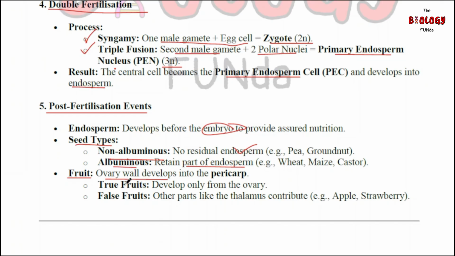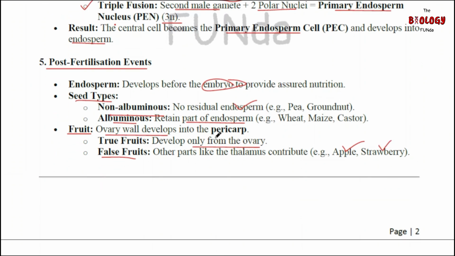Now there are two types of fruit, true fruits and false fruits. True fruits develop only from the ovary, and false fruits develop from other parts like the thalamus. Examples are apple and strawberry. Now that's it. Also I want to tell you that the fruit develops from the ovary, and the ovules found in the ovary develop into seeds. So this is the end.